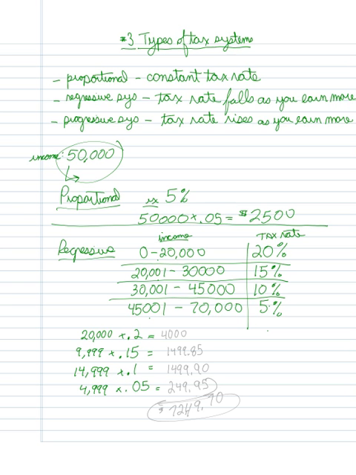So now what I do, as I'm calculating this out, is that this equals 4,000, this equals 1499.85, and then I sum these up, for a total tax bill here now of $7249.70. So you can see here that, to solve this regressive tax problem, I have to break down my taxes, my money, my income, into these individual brackets.